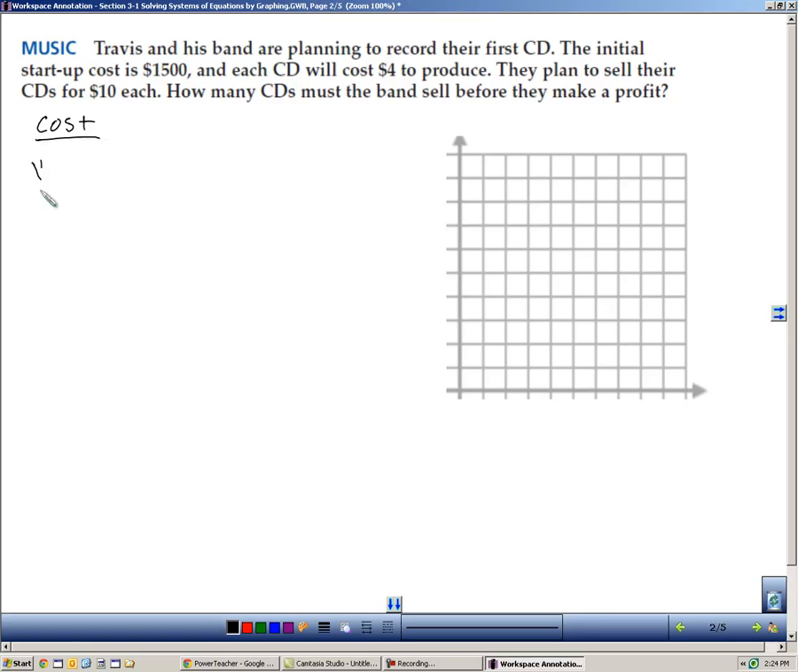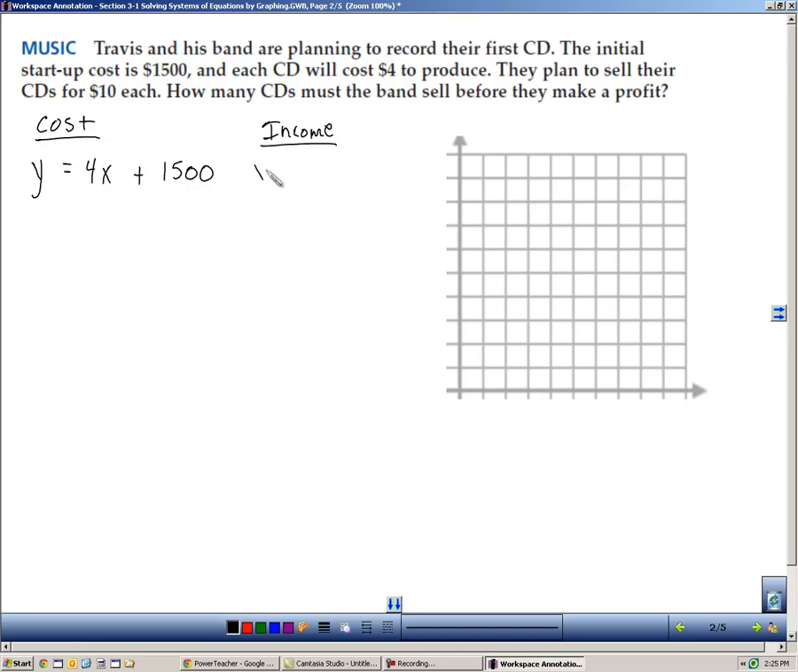Well, each CD costs something. I'm going to call that y, and it costs $4 times the number of CDs they produce plus an initial startup cost of $1,500. So there's my first equation. It costs them 4 times the amount of CDs plus $1,500. And I'm going to compare that to the income that they make.